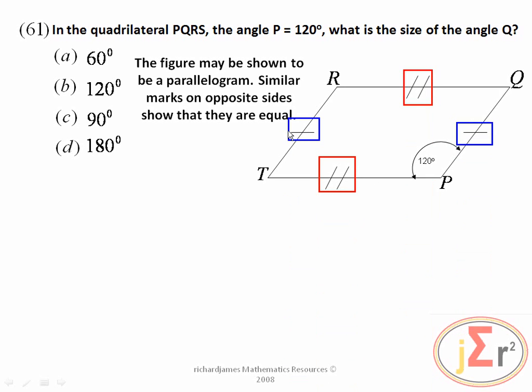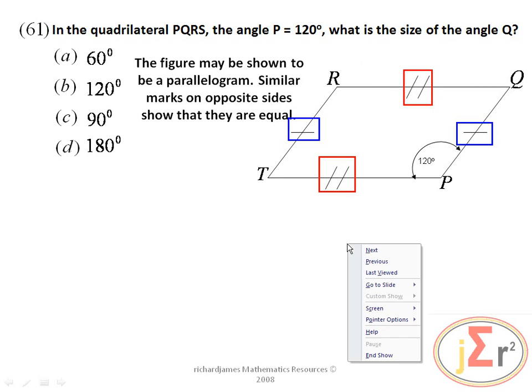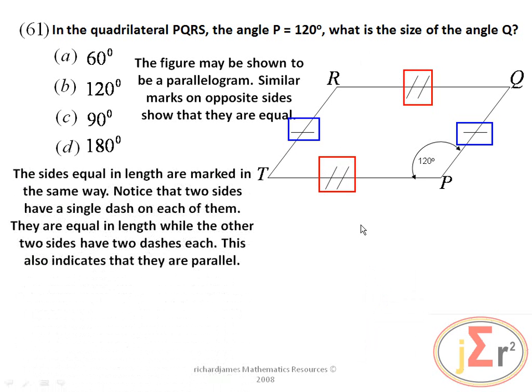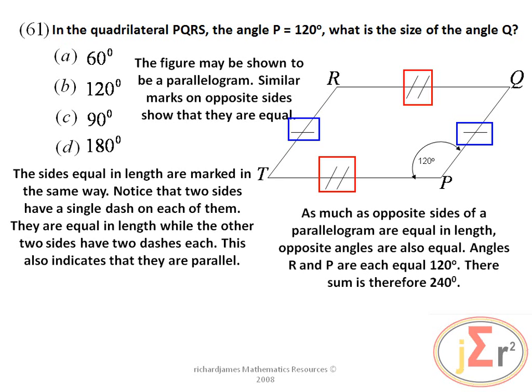So here we have the marks that show that these two sides are equal, marking each side with a single dash and two dashes on this side, so we are sure that these sides are equal in length. The sides equal in length are marked in the same way. Notice that two sides have a single dash on each of them. They are equal in length, while the other two sides have two dashes each. As much as opposite sides of a parallelogram are equal in length, opposite angles are also equal.